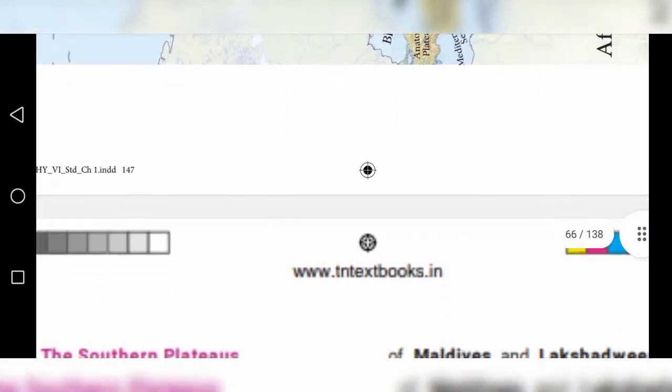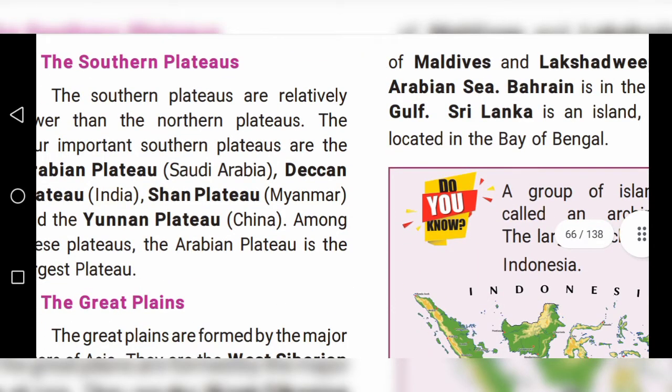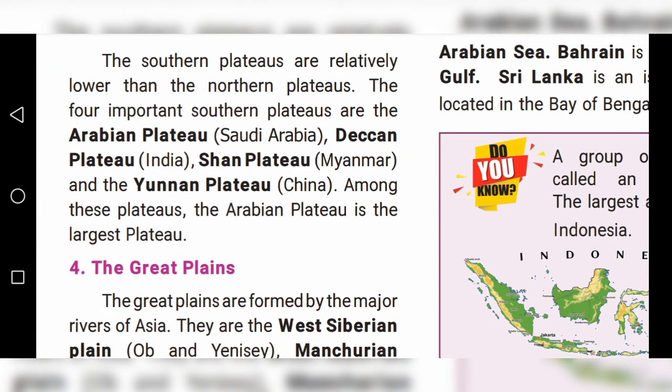Next one, children, we have to see one by one. Next heading, Southern Plateaus. On the south side, what plateaus are present? One is the Arabian Plateau, present in Saudi Arabia. Deccan Plateau, present in India. Shan Plateau, present in Myanmar. Yunnan Plateau, present in China. So there are 4 plateaus in the continent of Asia. Among these, the Arabian Plateau in Saudi Arabia is the largest plateau.